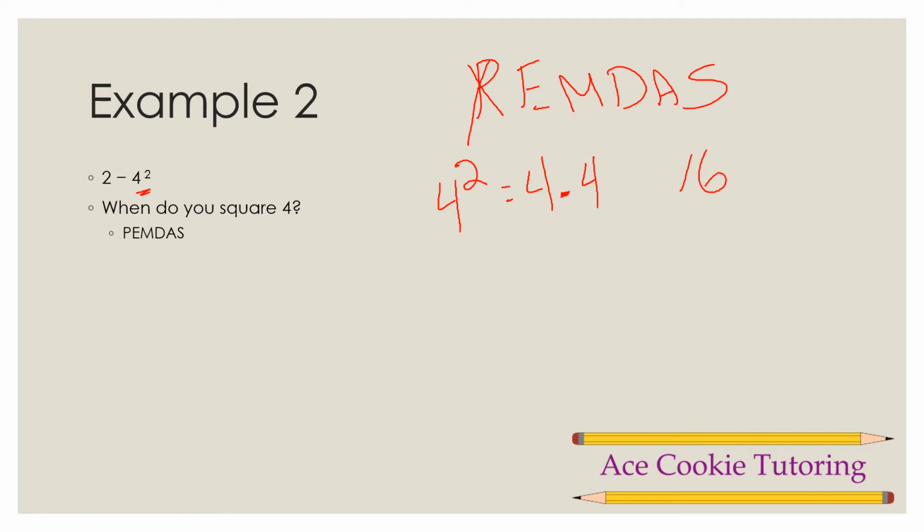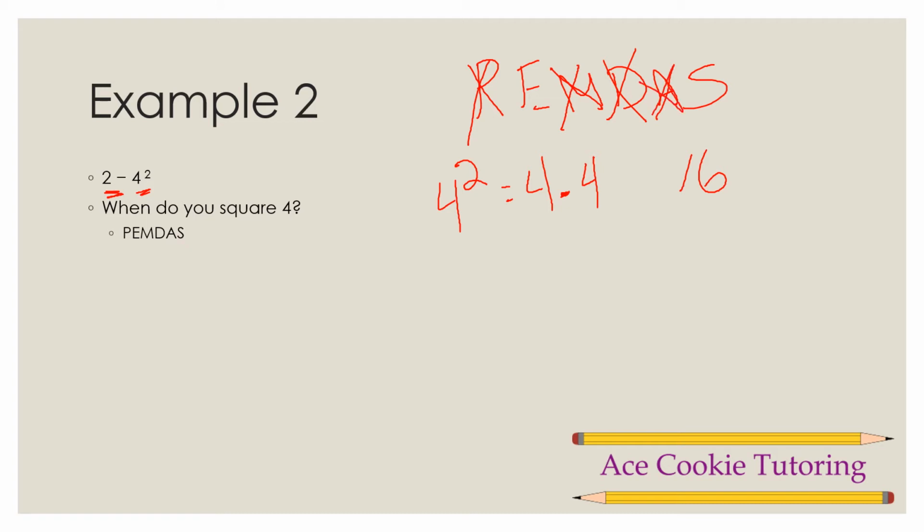Now I have this 2 minus over here. I haven't used it yet, so I need to figure out when and how I'm going to use that. Well, let's jump to the next letter. That's an M for multiplication. No multiplication this time. Let's see, no division either. What about the A? Nope, no addition. So that leaves me with subtraction.